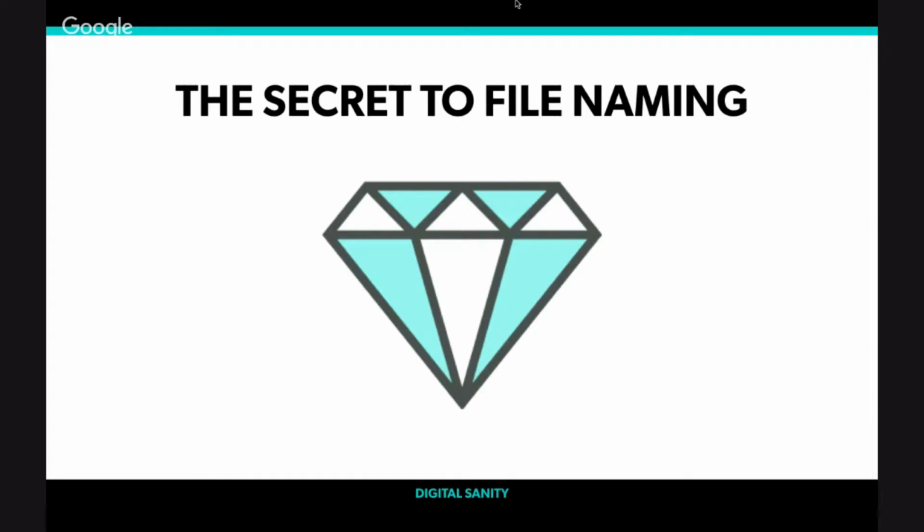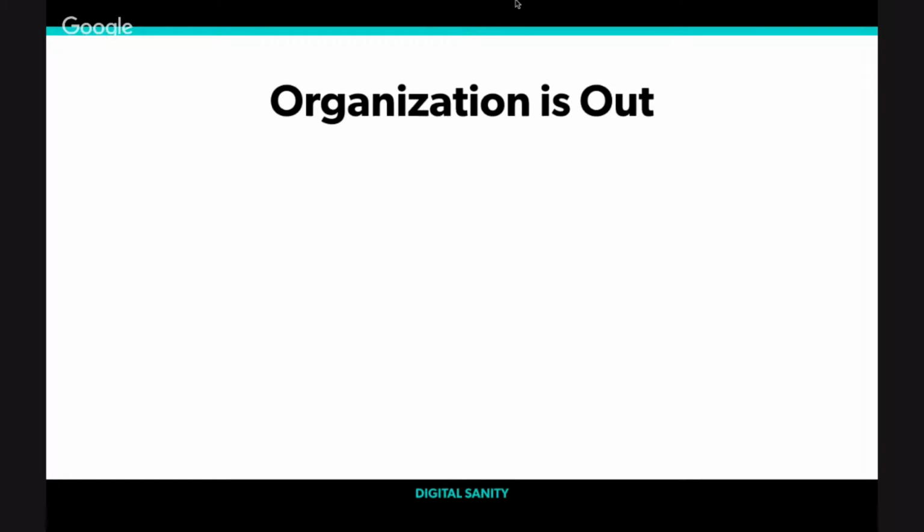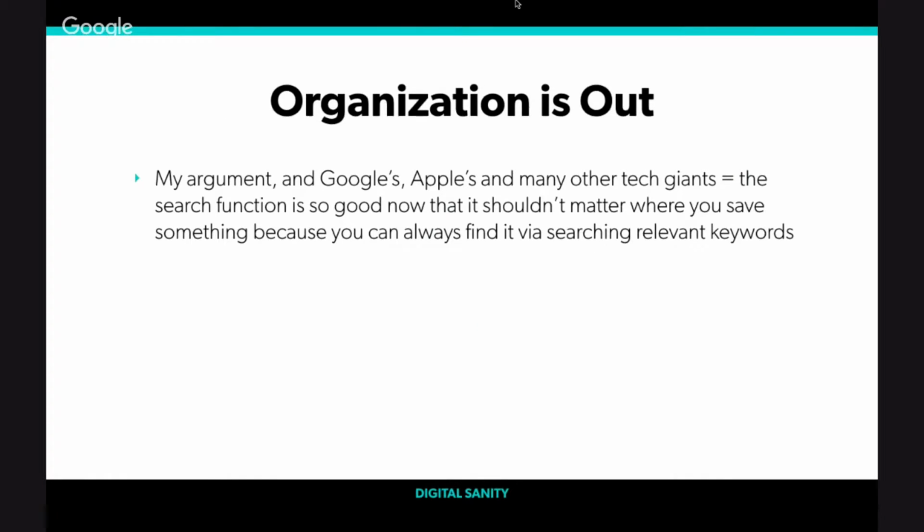And if you really embrace it, you'll never look for or search or look at your files the same way again. In a few minutes, I'm going to show you the trick. But I want you to understand where it came from and why it works. So organization is out. First, we have to wrap our heads around that. You know, my argument, and Google and Apple's and many other tech giants', is the search function is so good now that it shouldn't matter where you save something because you can always find it via searching relevant keywords, right?